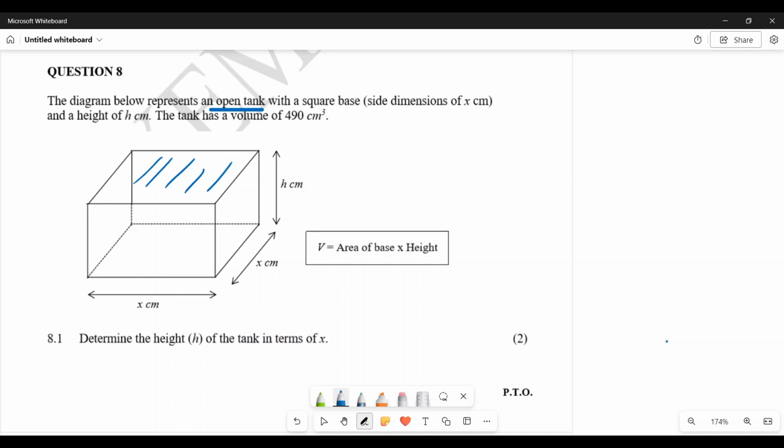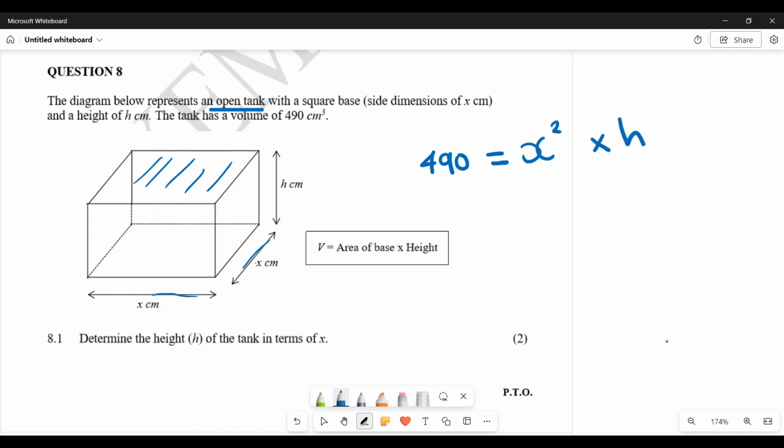Here we're going to make use of our given. So we're going to make use of this formula. V is equal to area of base multiplied by height. My volume in this instance is 490. This is going to be equal to the area of my base. My base is a square, and remember, for a square it will be these two values multiplied to one another to get the area. So the area of my base will be x squared in this instance, x multiplied by x, all multiplied to my height, which is h.